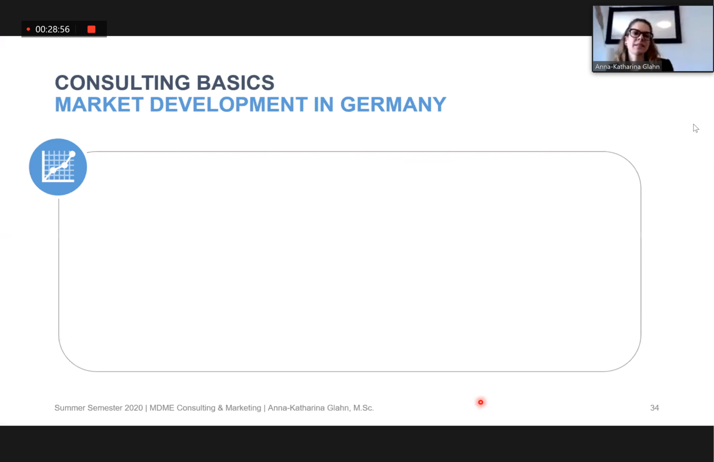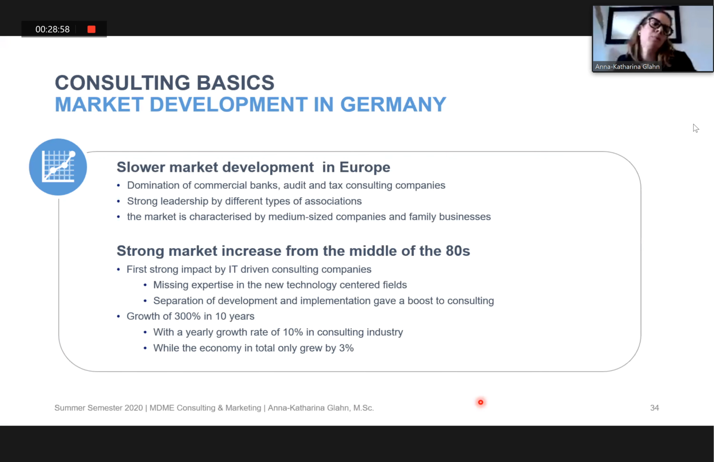What's really interesting, and what you maybe noticed already on the history slide, is that there was a slower market development in Europe, which has something to do with the market structure and also the characteristics of the European and German market, because they are focusing more on medium-sized companies and family business. And until today, these kinds of companies do not spend that much, do not hire a lot of consultants.